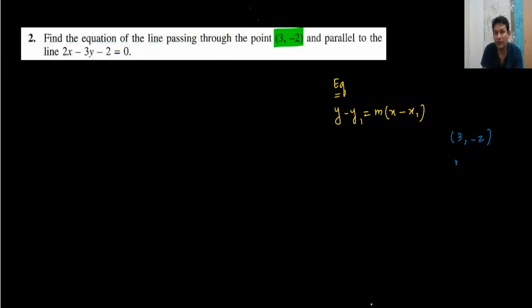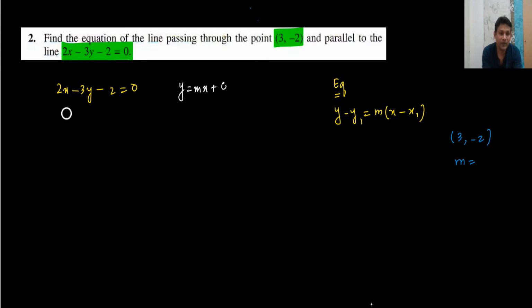And what we need is just the gradient. This line is parallel to this line. There is no difference between question number 1 and 2, but there is one very important part to discuss here. What is the gradient here? We have to convert this equation into the form y equals mx plus c, so we have to make y the subject. Please do not make one mistake here. There are possible mistakes here.